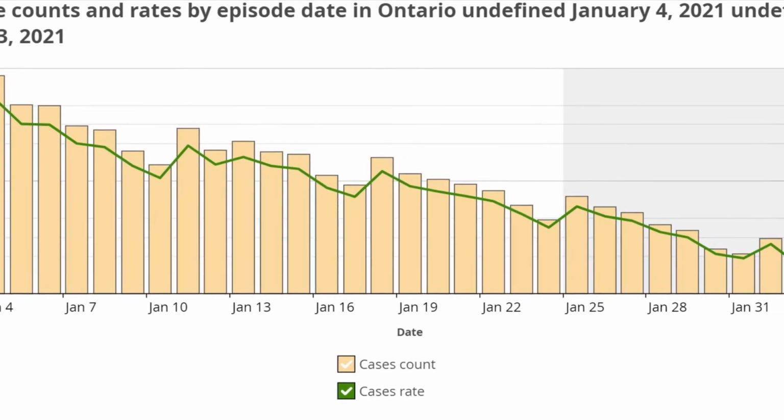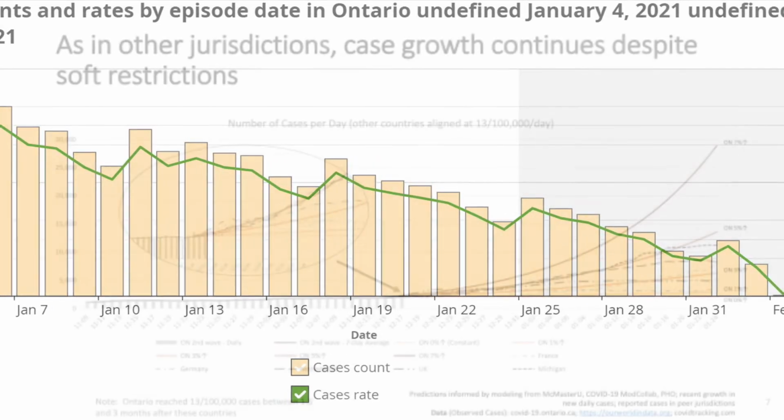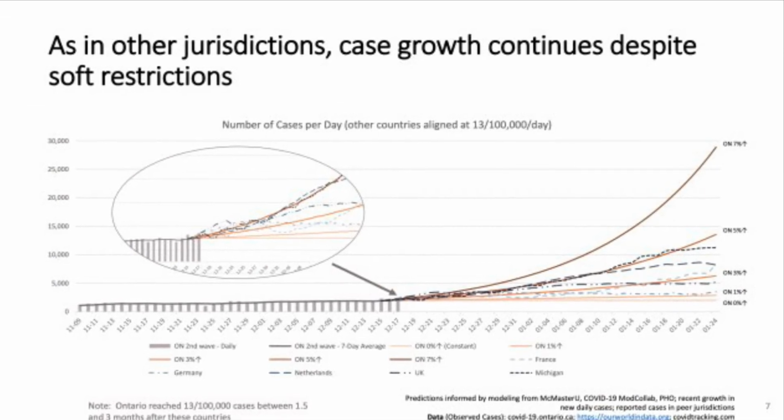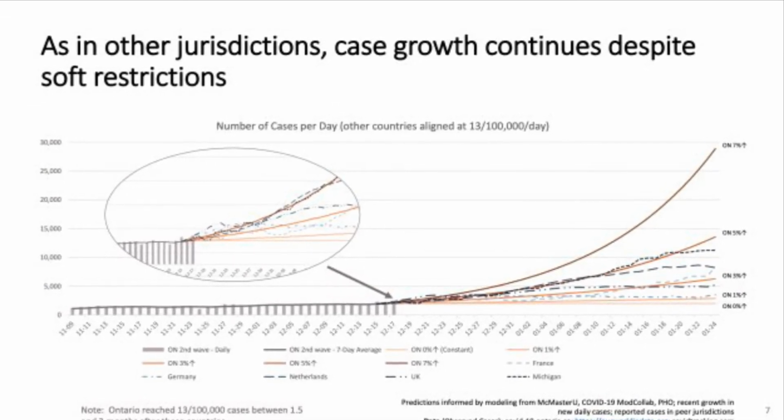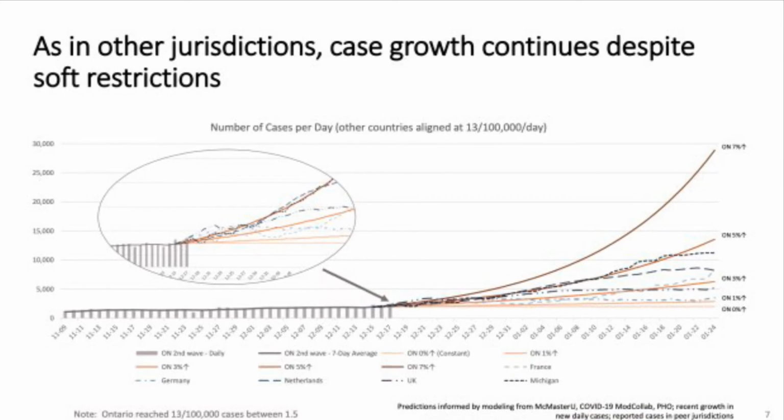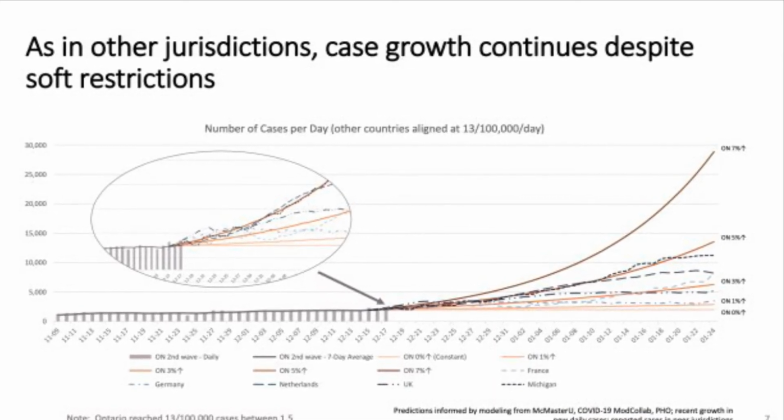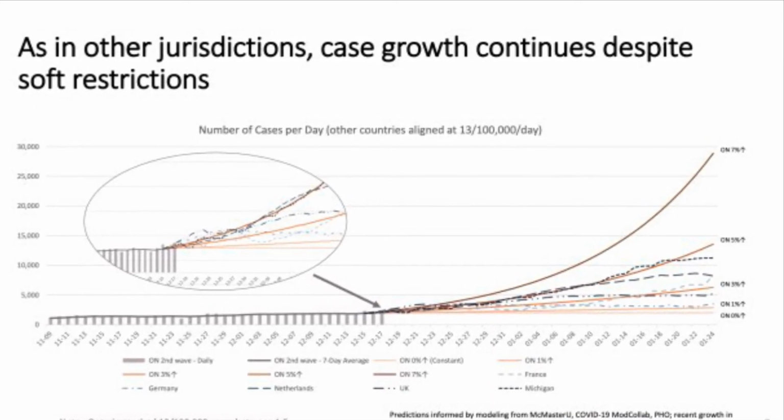You can look back at the comparison between the December 19 projections and what actually happened in this graph right here. It has defied even the experts' predictions, as on January 12th, the Science Table released new projections which predicted that the case numbers would continue to rise under the current restrictions at the time.